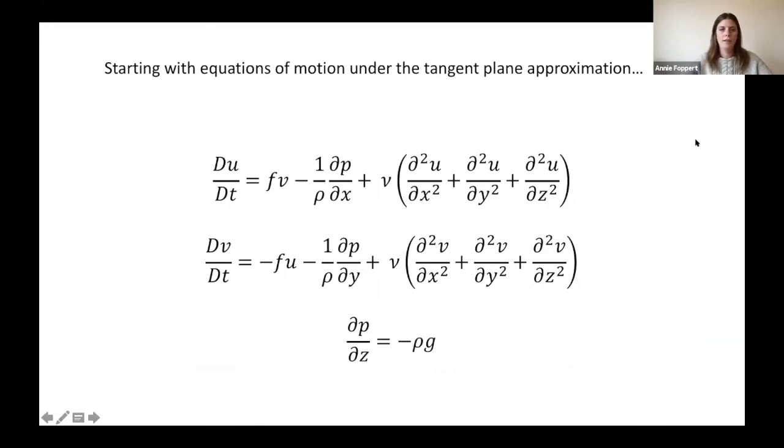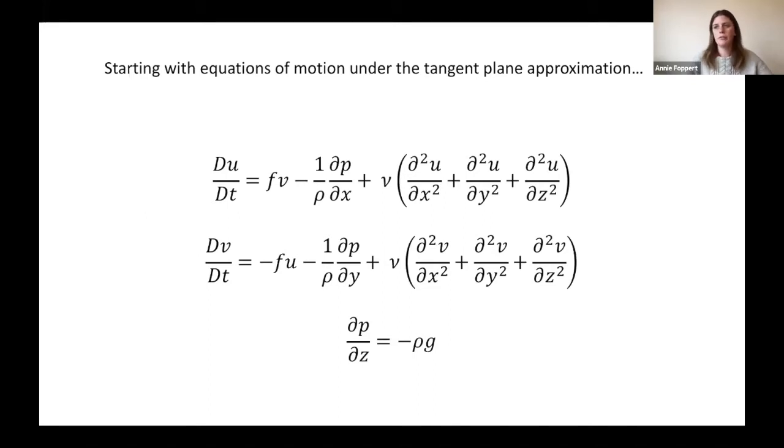And so we'll just pick up where we left off. These were the equations of motion that Marty showed us yesterday under a tangent plane approximation. So we're using X and Y instead of longitude and latitude, and Z is in the vertical. You have your time rate of change of the velocity, so your acceleration, a Coriolis force, pressure gradient force, and viscosity or friction. And then on the bottom you have hydrostatic balance, so the vertical pressure is related to the density and gravity.